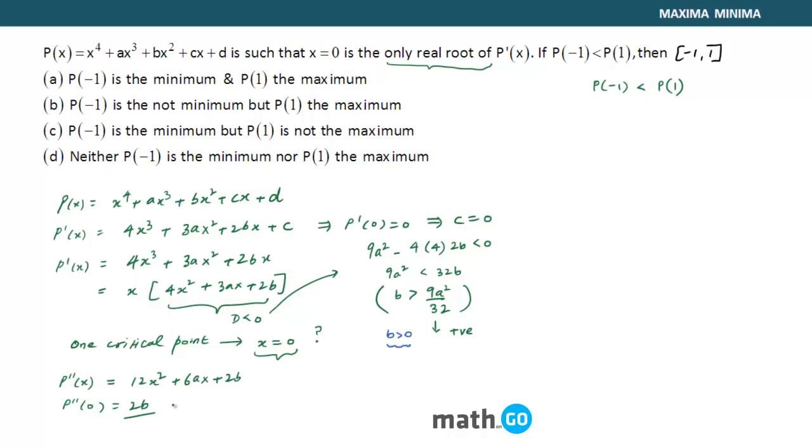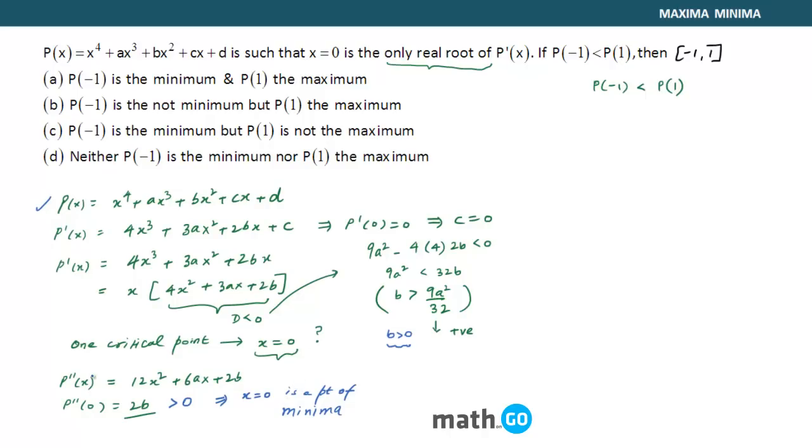And if b is positive, then 2b is also positive, so that implies x equal to 0 is a point of minima. So we have got till now that for this particular P(x), x equal to 0 is the point of minima. That is what we can say very easily.